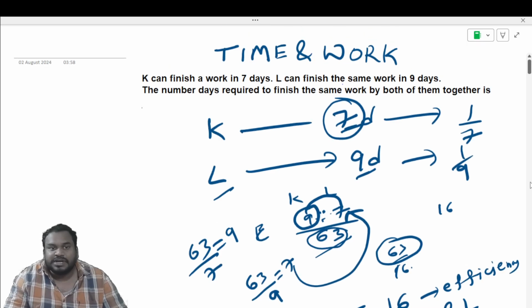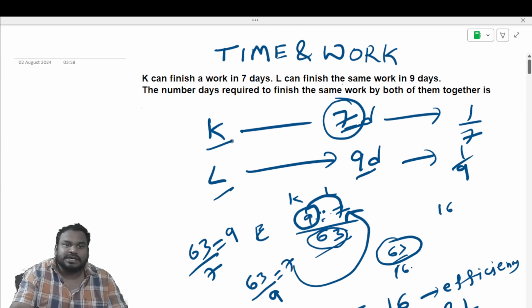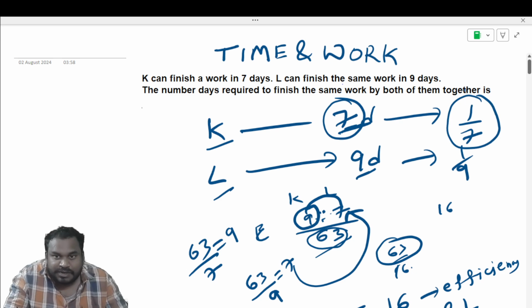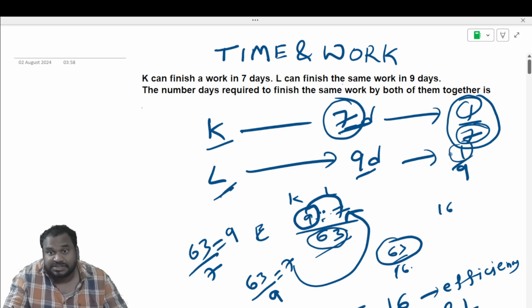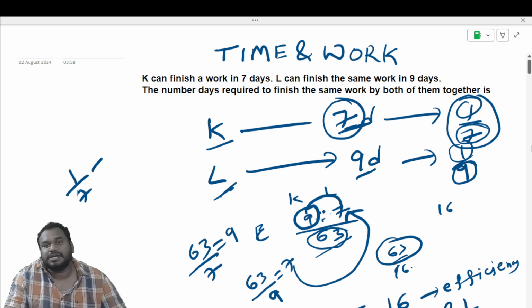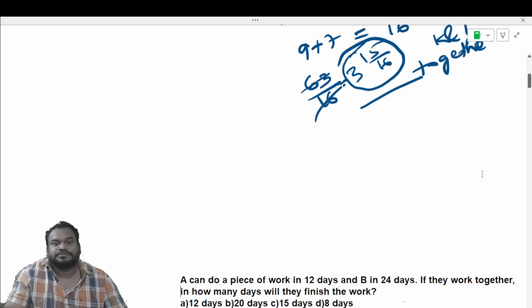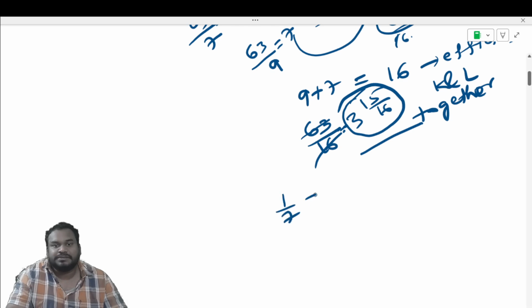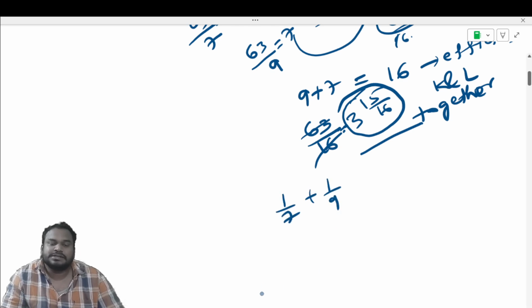Okay. In another way, I'll tell you, if K can finish the work in 7 days, it means his efficiency is 1 by 7. It means in 1 day he can finish one part out of 7 parts. The same way, L can finish one part out of 9 parts in 1 day. So when both are working, it will be 1 by 7 plus 1 by 9 as the efficiency.